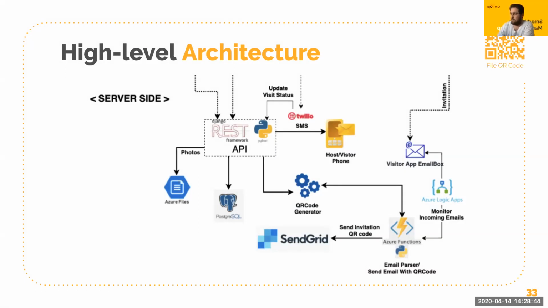And on the very right side here, you can see a different flow. It's the same API, but disconnected from the main flow because it happens separately. When there is an invitation from one of our client's employees, the visitor gets an email with a QR code ready to be used to check in on the app. And this engine here is the one responsible for parsing all these emails that come into this mailbox and creating a QR code and sending it to the respective visitor. Next, please.